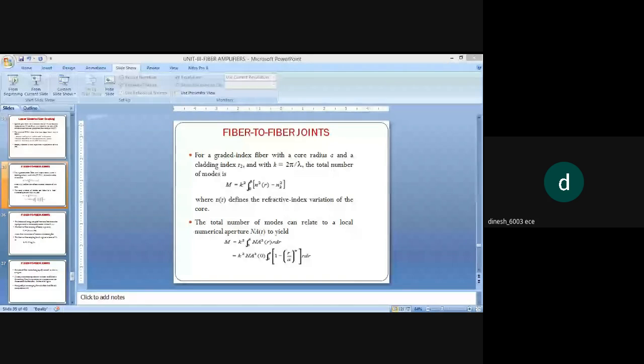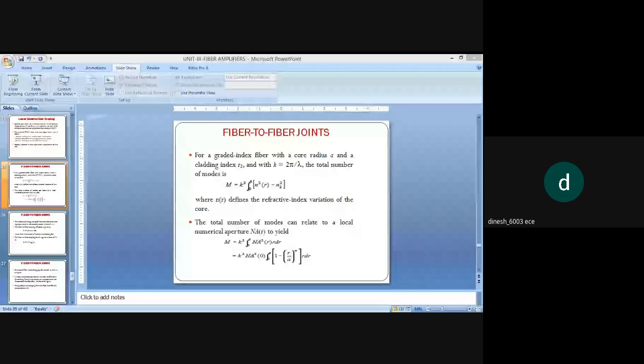So the fiber to fiber coupling. In the previous case we had optical source to cable coupling. Now it is one fiber to another. So the fiber to fiber coupling efficiency is given as eta f equal to m com, which is your common mode volume.